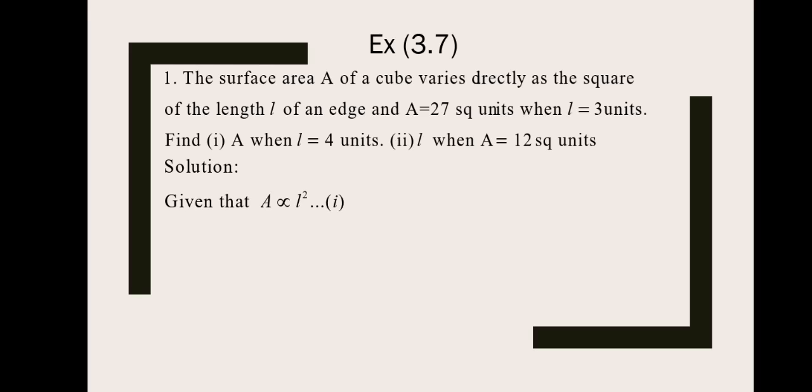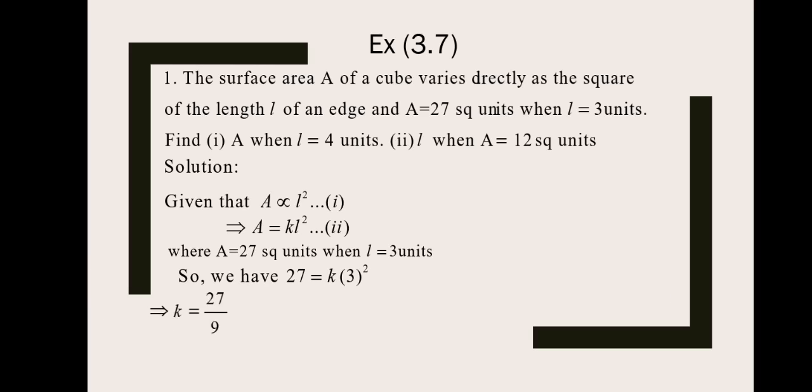Question number 1: the surface area A of a cube varies directly as the square of the length L of an edge, and A is equal to 27 square units where L is equal to 3 units. Find number 1, A, that is area, when length is given to be 4 units, and number 2, length when area is given to be 12 square units. The solution is, given that A is in direct variation to L square, so A is equal to KL square. Putting A is equal to 27 where L is equal to 3, we just get K is equal to 3.